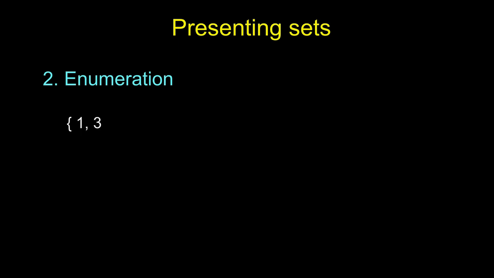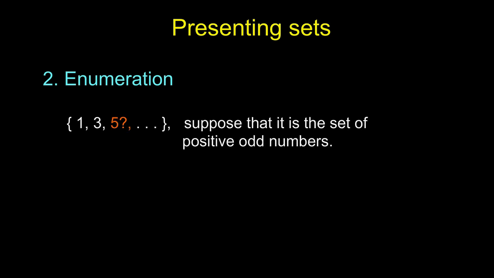For example, 1, 3, ellipsis. The members listed do not give enough information about the pattern. What is the next member? Is it 5, if this is the set of positive odd numbers? Or is it 6, if it is the set of triangular numbers?